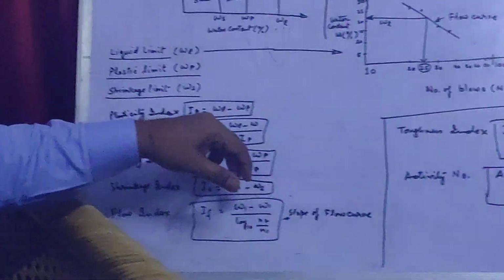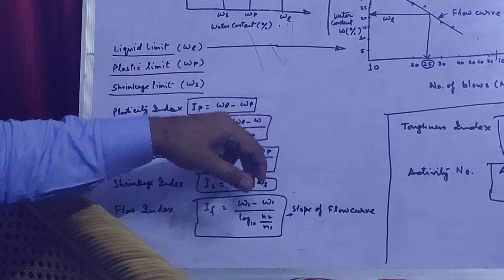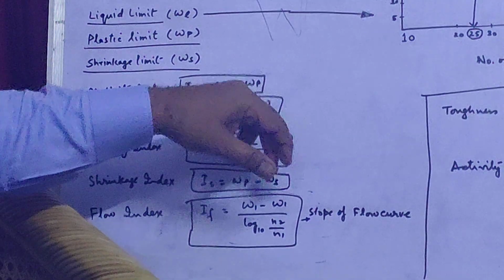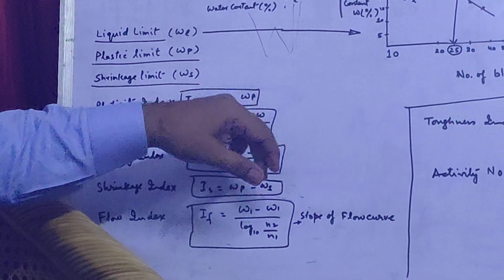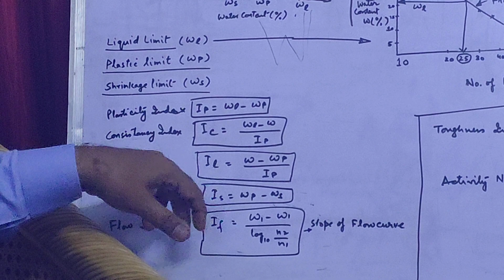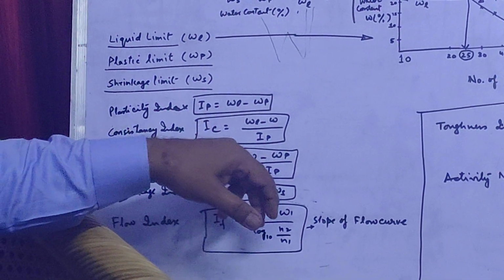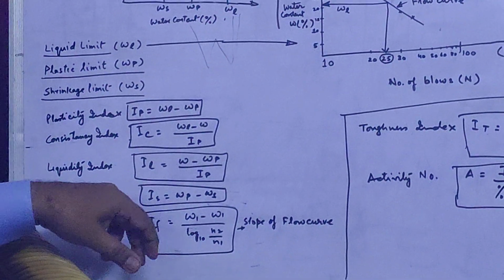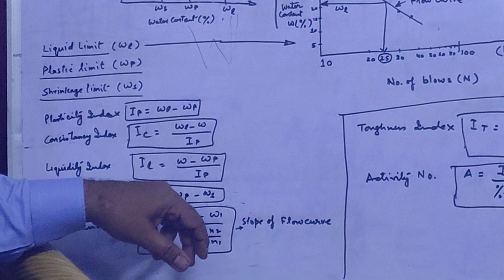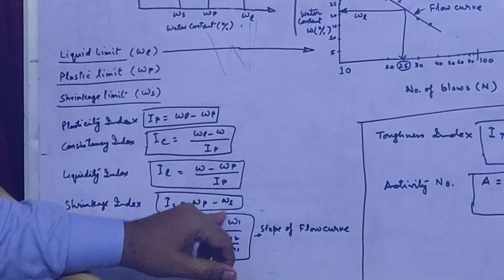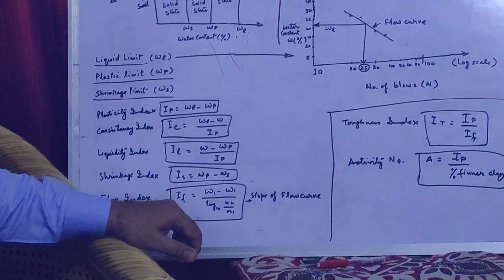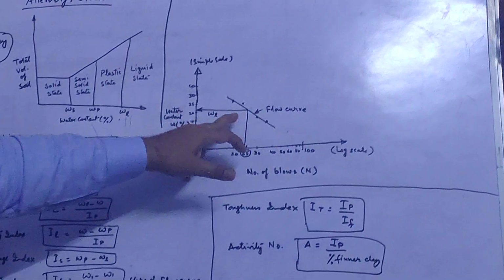Consistency index is (WL minus W) upon IP. IP is the plasticity index, WL is the liquid limit, and W is the natural water content. Liquidity index is again the natural water content minus plastic limit divided by IP, the plasticity index. Shrinkage index is the difference between the plastic limit and the shrinkage limit. Flow index is an important parameter, which is nothing but the slope of this flow curve.